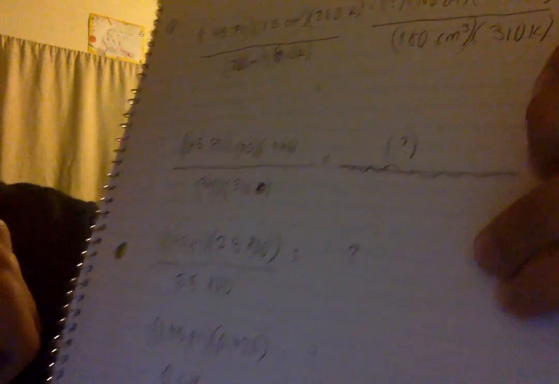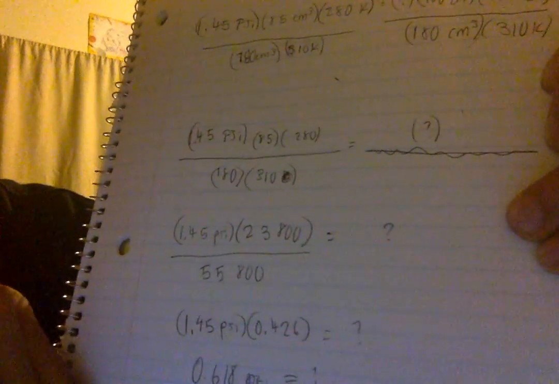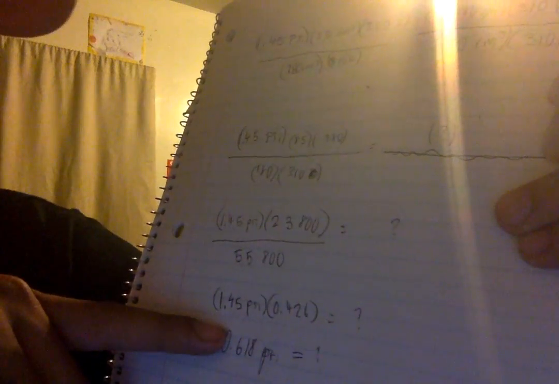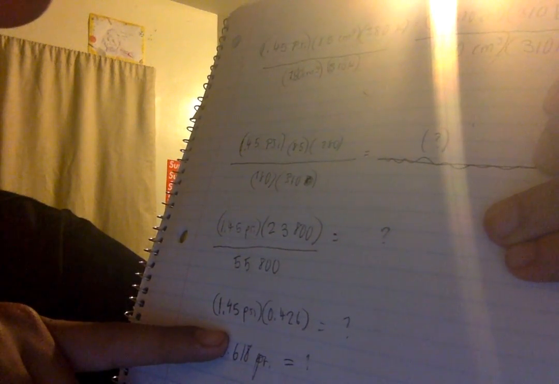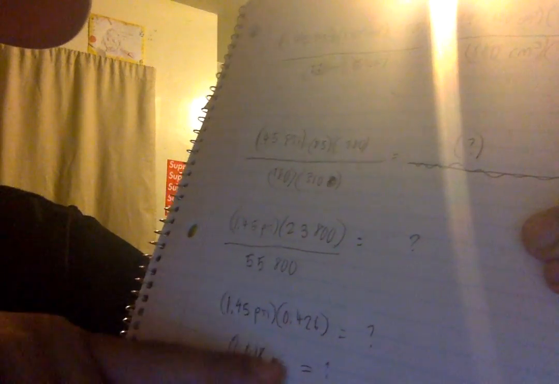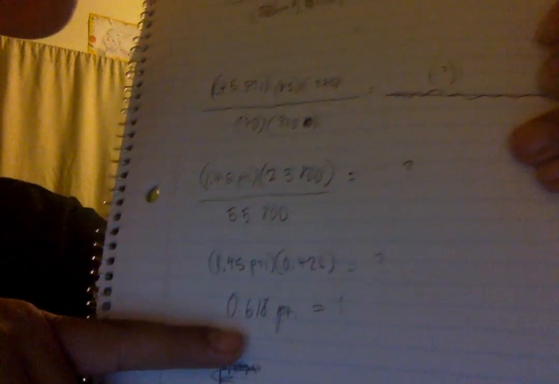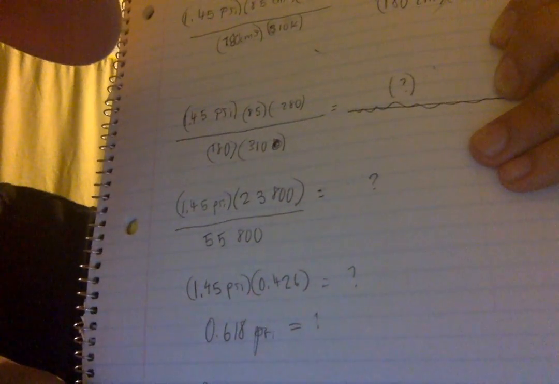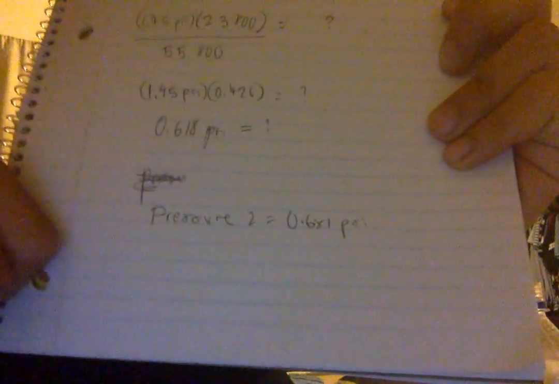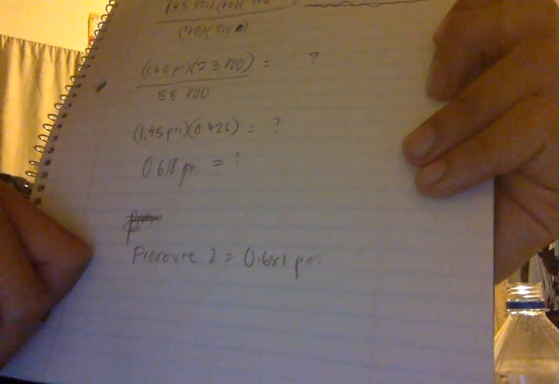What I did is multiply the top two, 85 times 280, and I got 23,800 over 55,800. Then I got 0.426, and I multiplied it times 1.45 psi, and then I got 0.618 equaling the question mark. If you don't remember, the question mark was pressure 2. So pressure 2 equals 0.618 psi. And that's how you solve for this.